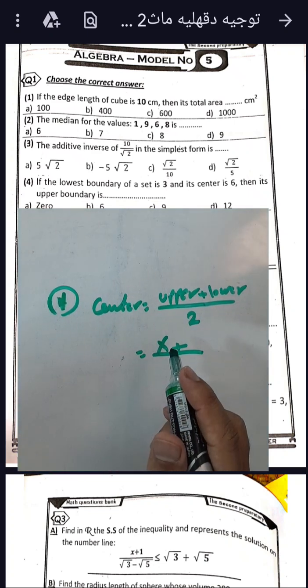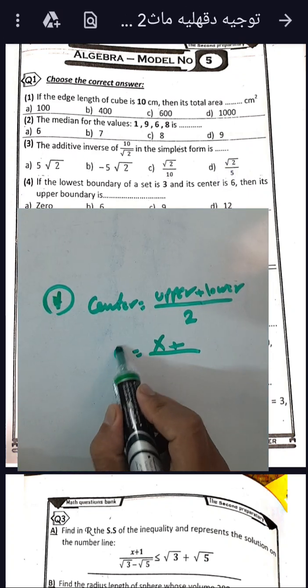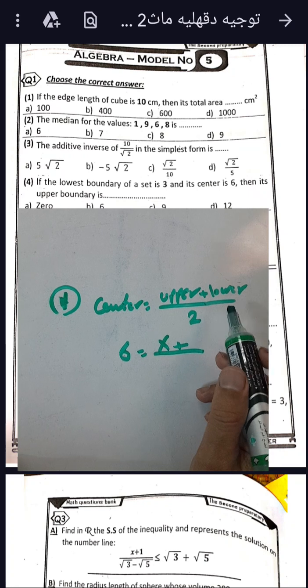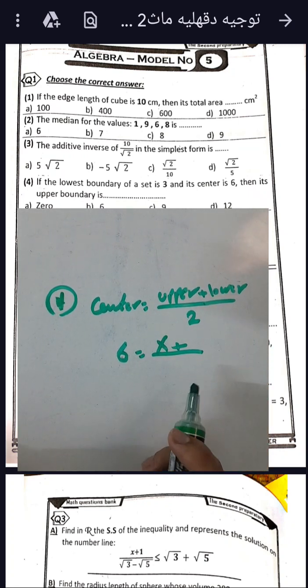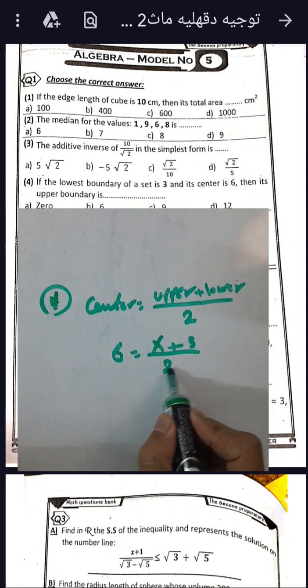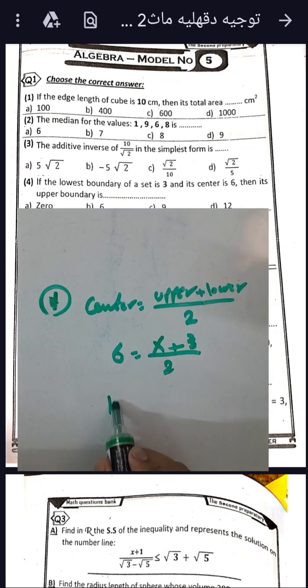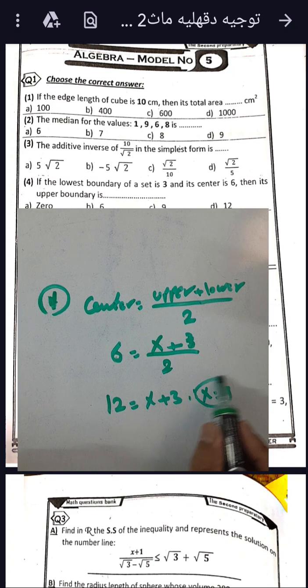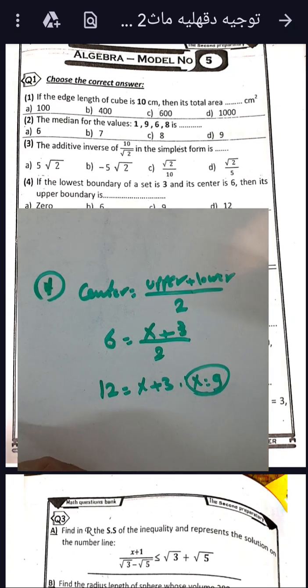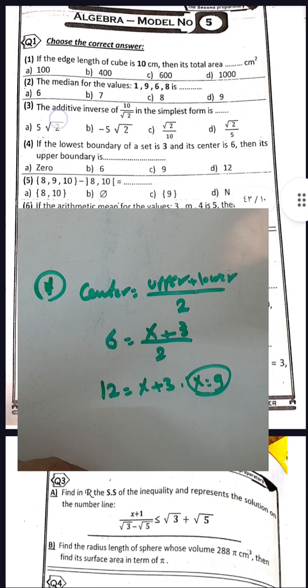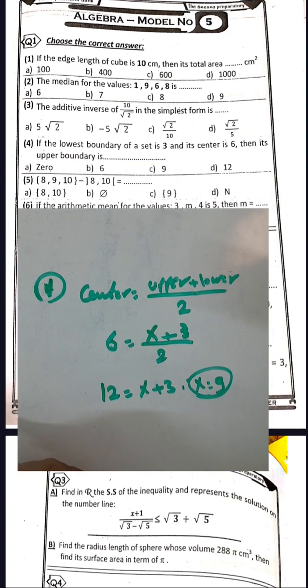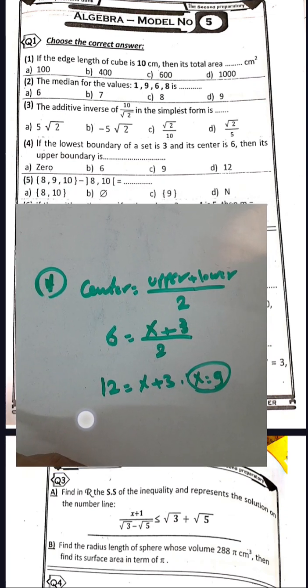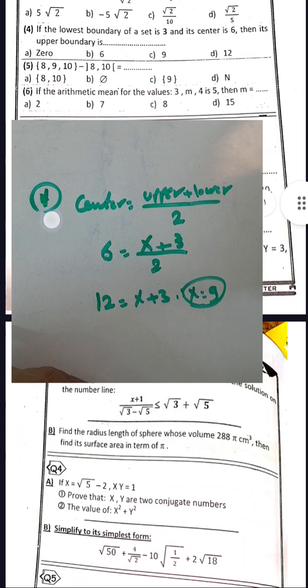The center was 6, and the lower boundary was 3, divided by 2. Then 2 times 6 equals 12. 12 equals x plus 3. Then x will be equal to 9. The value of x equals 9. The upper boundary will be 9. Choose letter C. Question number 5.